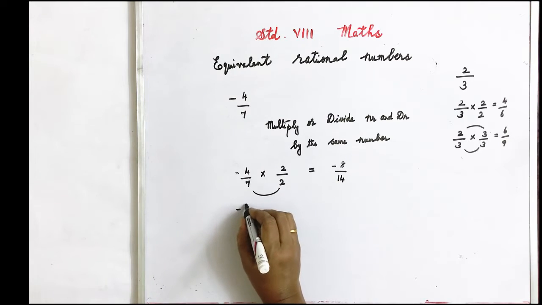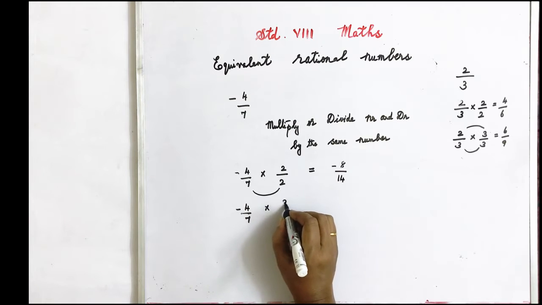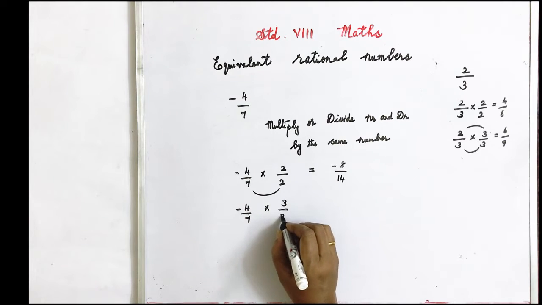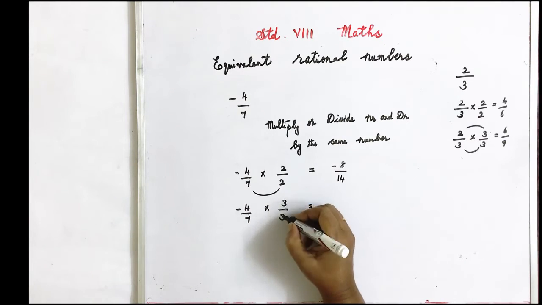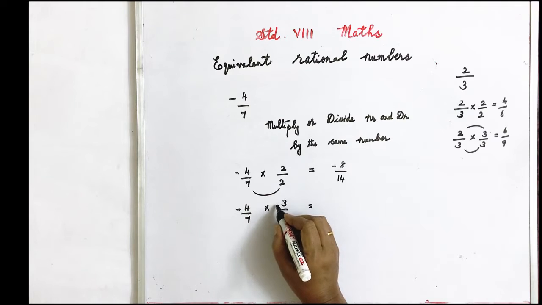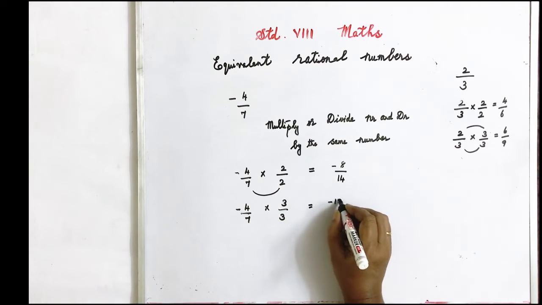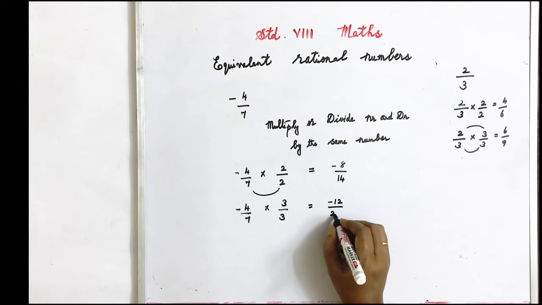Now next, minus 4 by 7 into 3 in the numerator, 3 in the denominator. The same number should be written in the numerator and denominator. So now minus 4 into plus 3. Here why plus 3? There is no sign. So minus 4 into 3 is minus 12. 7 3s are 21.